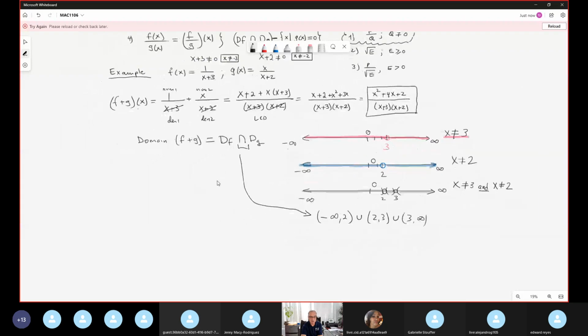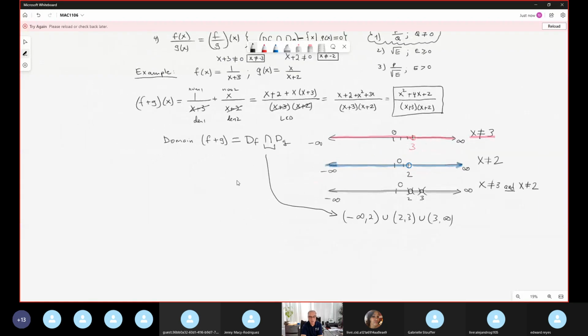Subtraction is the same. The only thing that changes is the expression gets a minus, and the expression is a little bit different, but it's no big deal. Let's do everything, we have time. Suppose (f minus g)(x) is 1 over x plus 3 minus x over x plus 2. Same idea. LCD is (x plus 3)(x plus 2). Divide this by this is x plus 2. But now it's minus, not plus.